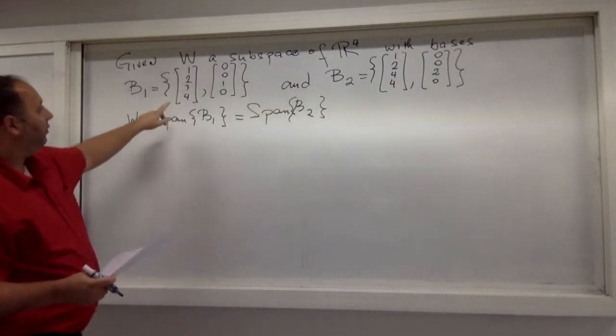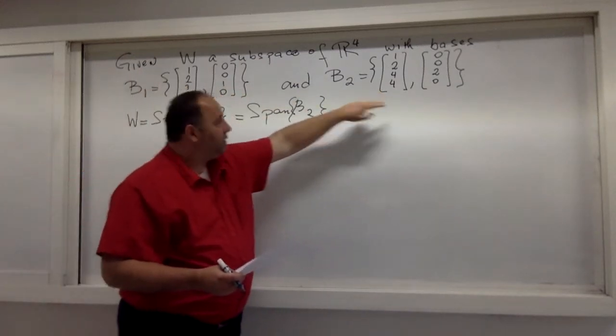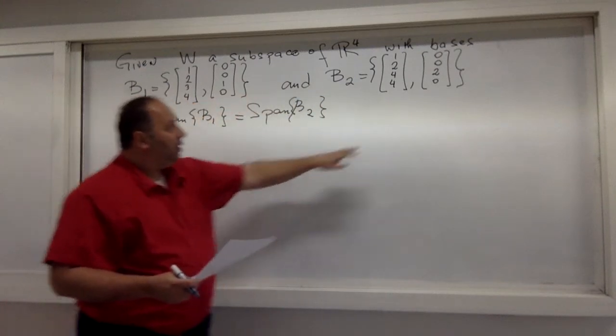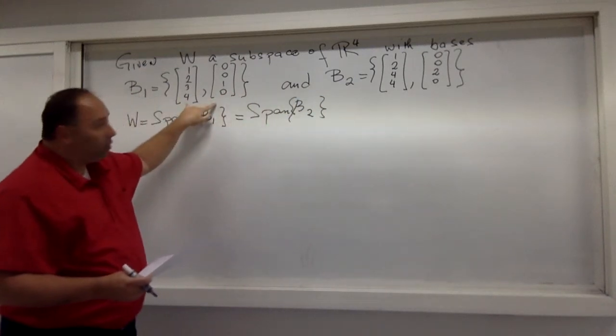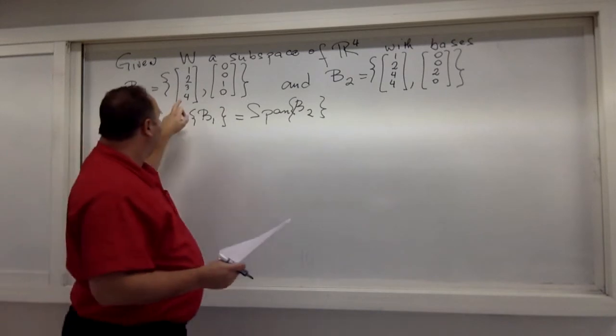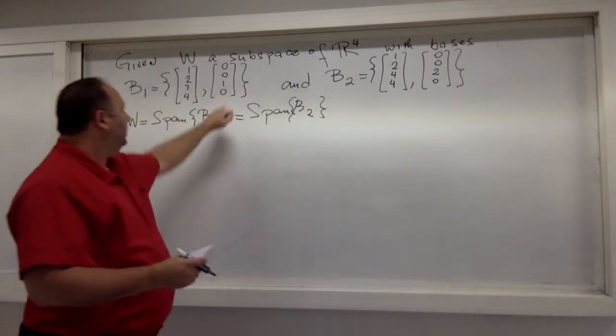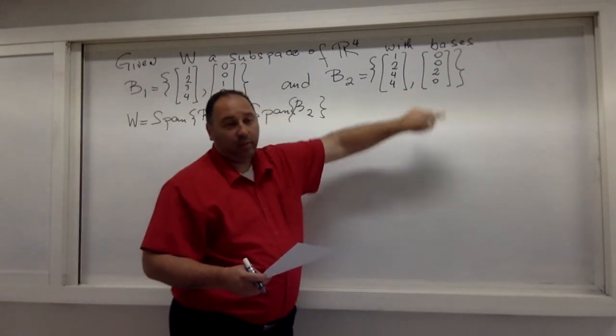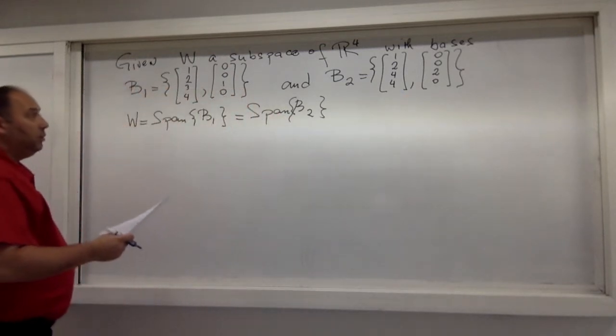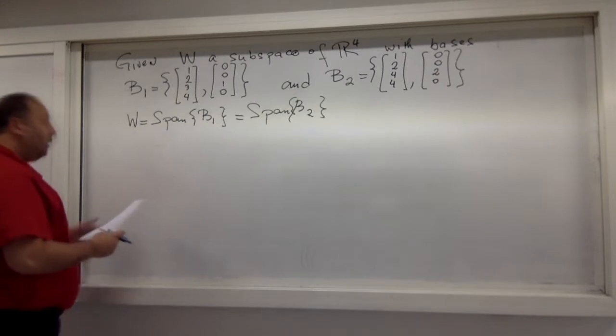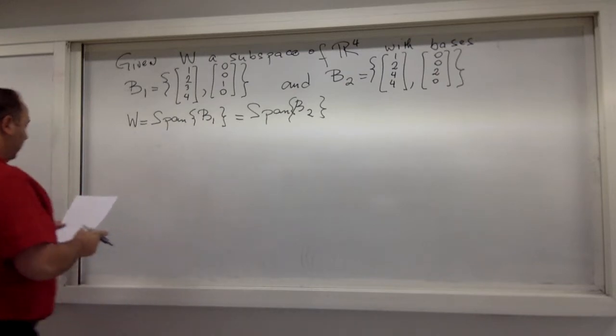Well, you can verify that this guy is a linear combination of these two guys, this guy also is a linear combination of these two guys, and the other way around. First guy from B1 is a linear combination of people in B2, and the second guy in B1 is a linear combination of people in B2. That will be your exercise to see if you remember how to do that.